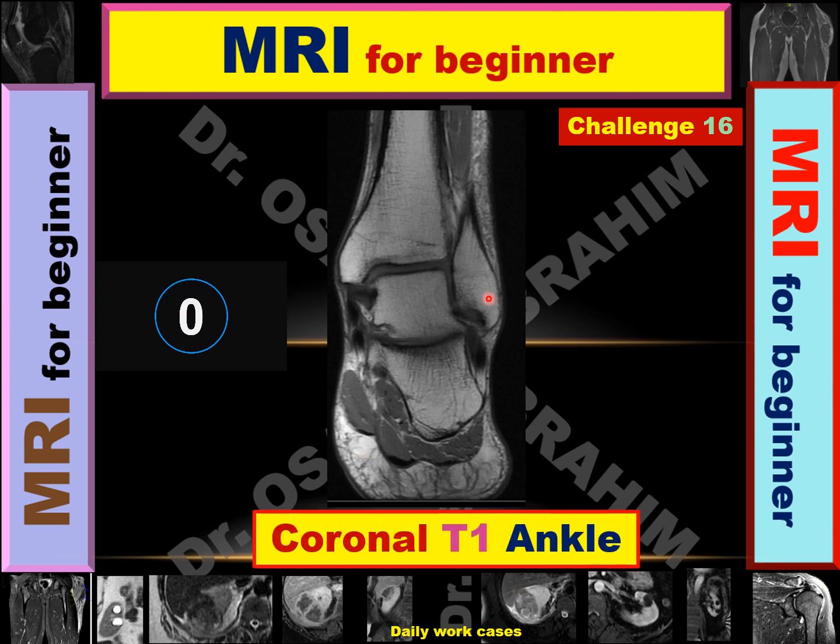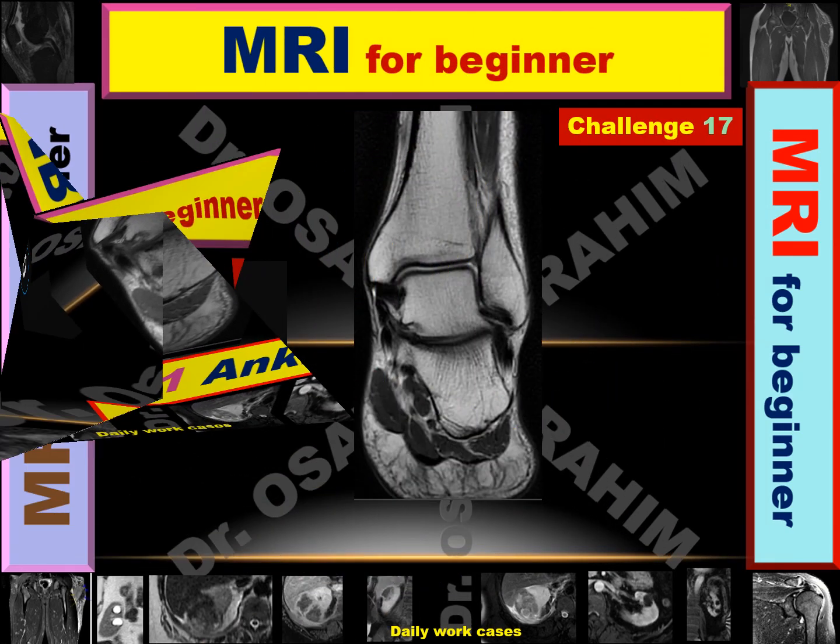Coronal T1 for the ankle joint. This is the tibia, medial malleolus and fibula, and the articular cartilage which contains fluids is dark. However, the subcutaneous fat is bright. So only one object is bright, so it is T1. Coronal T1 of the ankle. Examined part here is the ankle. Challenge 17.